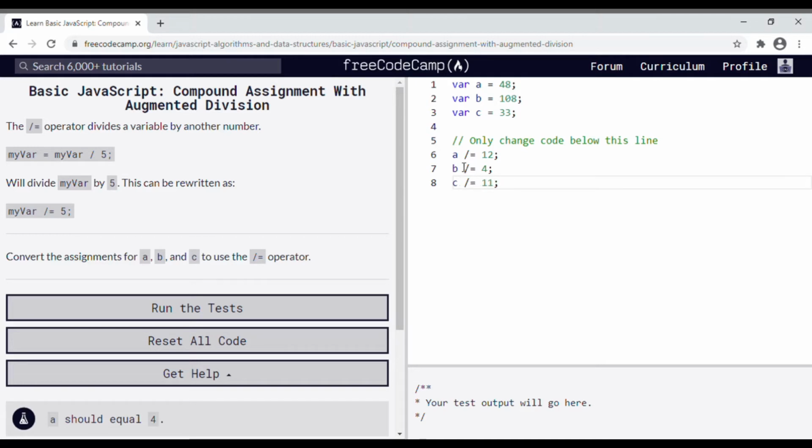So now this basically means a = a divided by 12, which is 48 divided by 12. b = b divided by 4, which is 108 divided by 4. c = c divided by 11, which is 33 divided by 11.